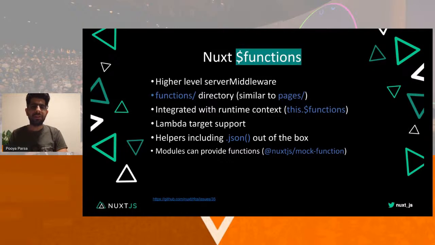Another cool feature is that modules can provide functions. For example, in the first stage of developing a website, you usually need some JSON files for mocking an API. Because we have an abstraction layer called functions meta, which we'll talk about later, this allows mocking or providing functions with modules. It's going to be another modular feature of Nuxt.